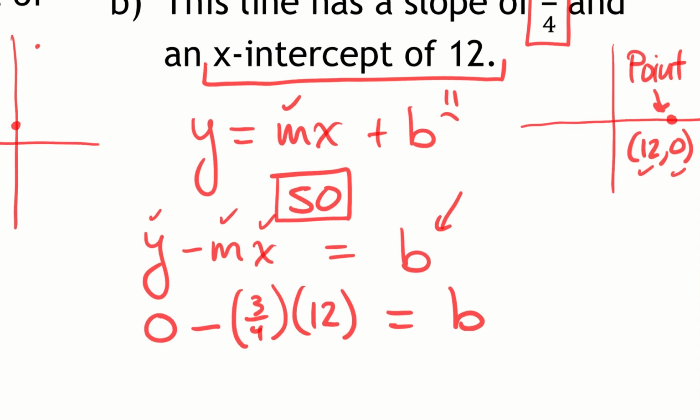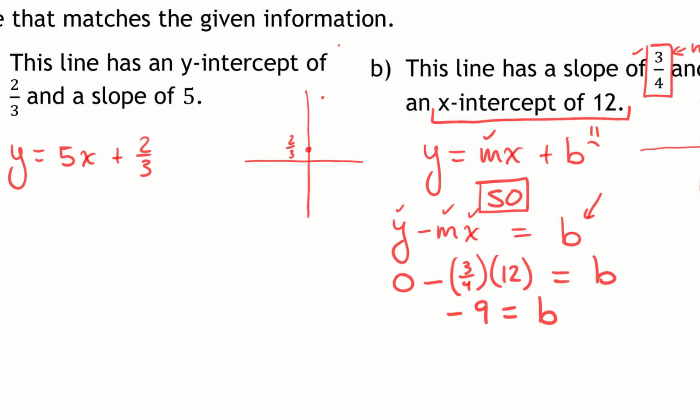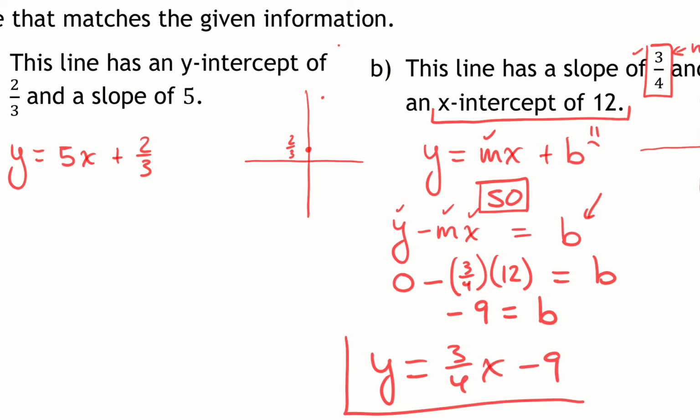Well, on my calculator, I can do this. 12 divided by 4 is 3. 3 times 3 is 9. This is -9. So -9 is my value of b. I've got my y-intercept now. It's happening at -9. So the equation of this line is y equals 3/4 times x minus 9. So now we've got both A and B.